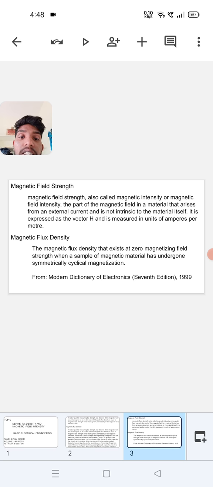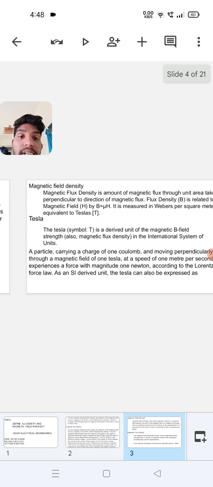Remanence: the magnetic flux density that exists at zero magnetic field strength when a sample of magnetic material has undergone symmetrically cyclical magnetization. From the Modern Dictionary of Electronics, 7th edition, 1999.